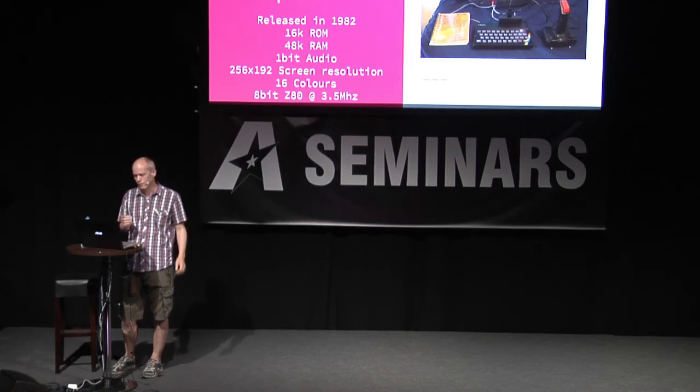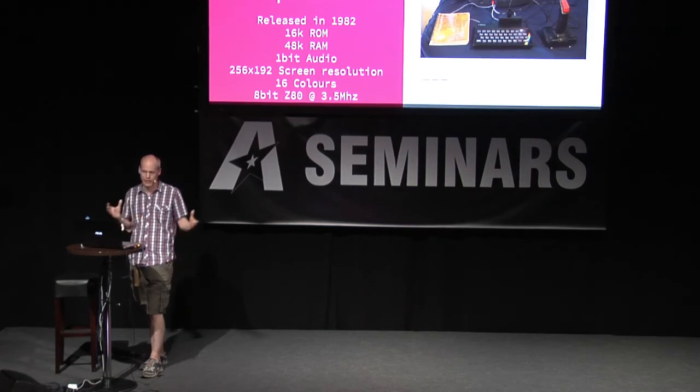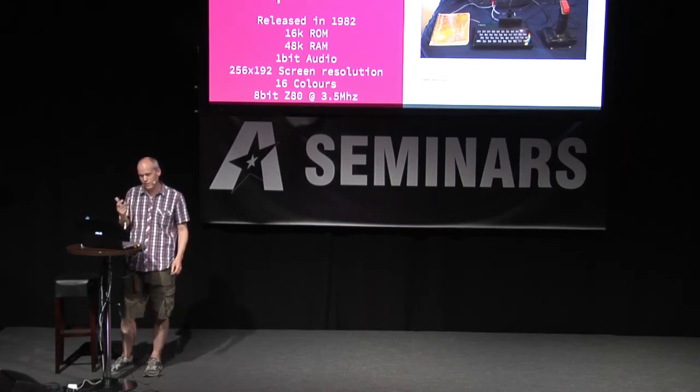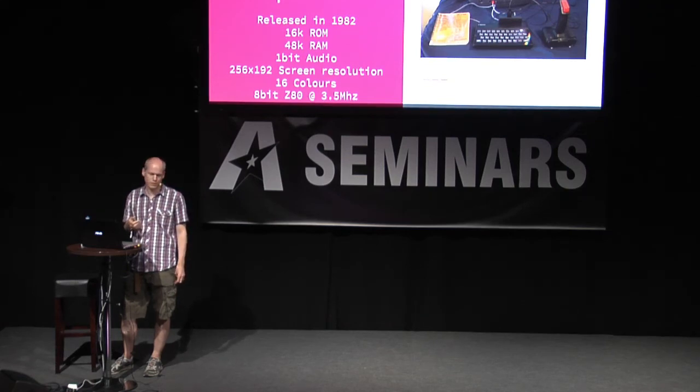Absolutely terrible audio. The screen resolution is 256 by 192 pixels. Again, very small. You had 16 colors, except two of them were black. So you kind of had 15 colors, and there were limitations about how you could actually use those colors. And it was an 8-bit Z80 processor running at 3.5 megahertz. So really, really not very powerful at all. But in 1982, this was kind of getting on for cutting edge, I think, for home computers. And it was cheap and it was affordable. And it sold millions as a result.